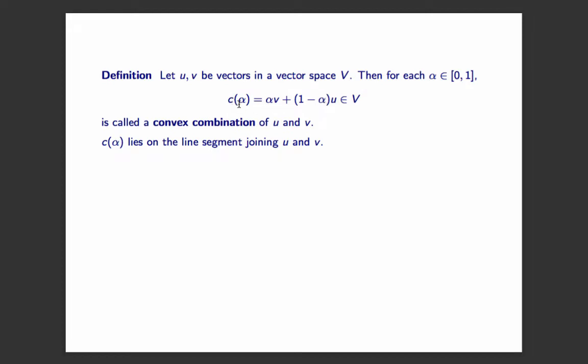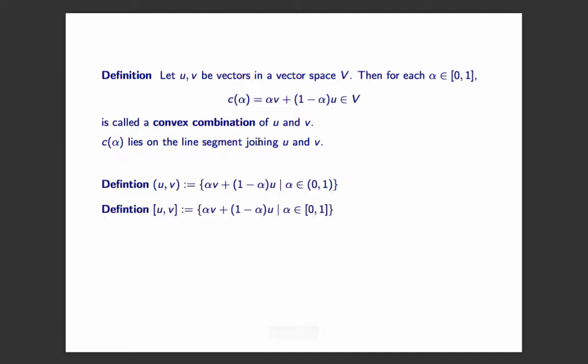So C of alpha is a vector on the line joining U and V. When alpha is 0, I get U. When alpha is 1, I get V. And when alpha is between 0 and 1, I get a vector on the line that joins U and V. That allows us to define a line segment, an open or closed line segment that joins U and V.